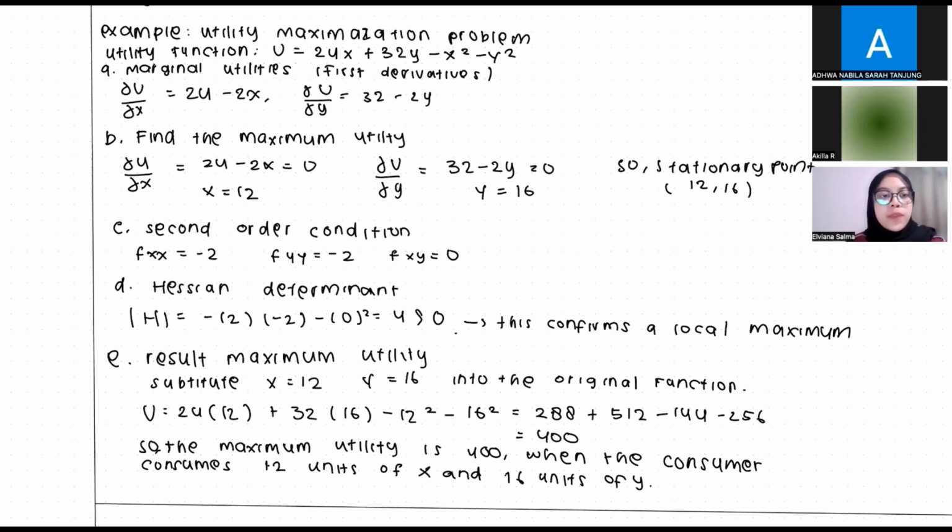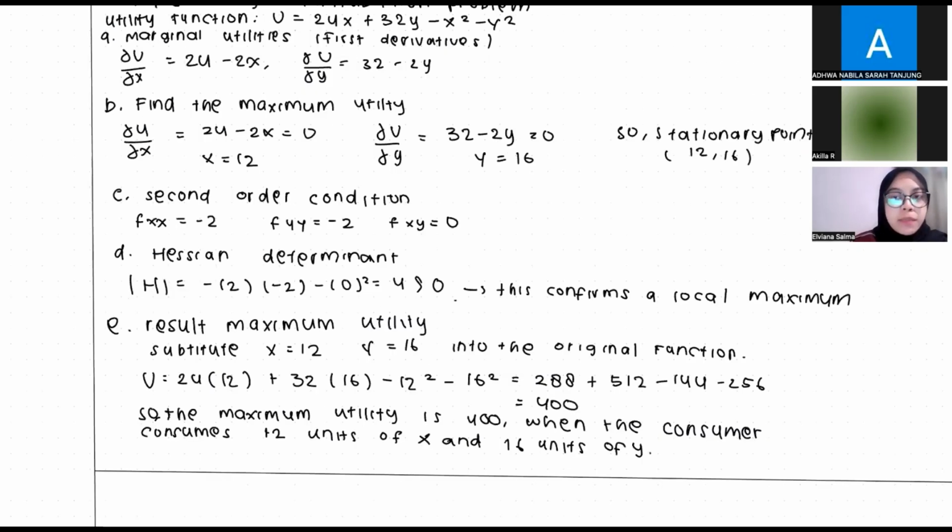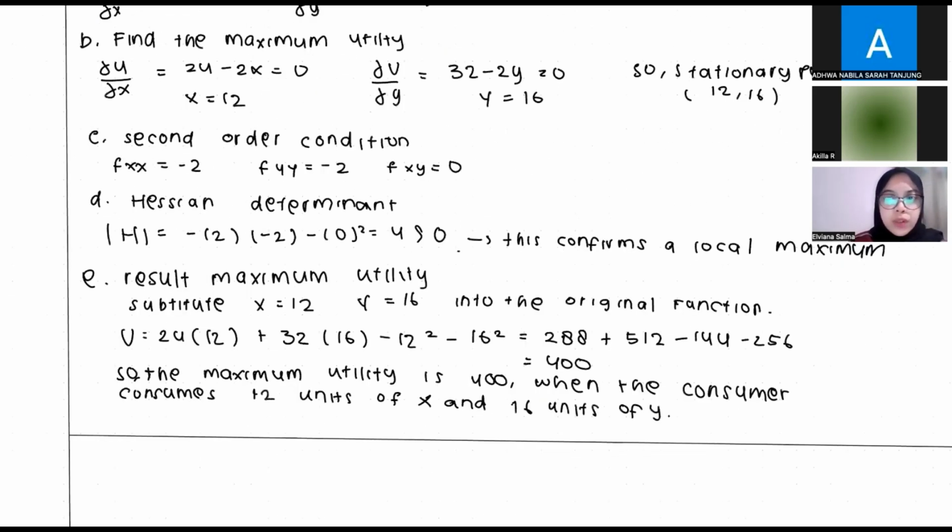And then the Hessian determinant H equals minus 2 times minus 2 minus 0 squared, equals 4. Since the determinant is greater than 0 and the f double x is negative, this confirms a local maximum.